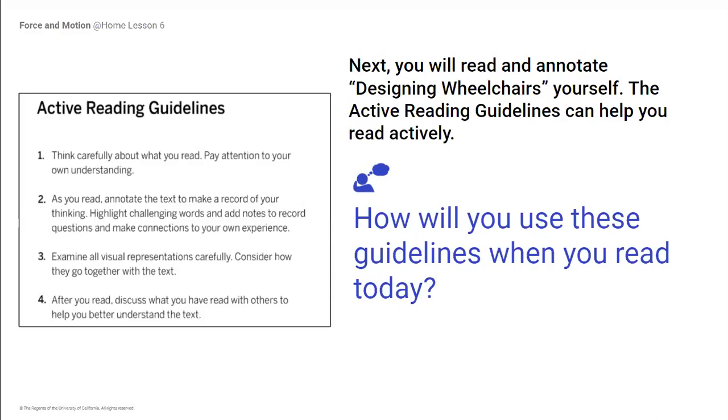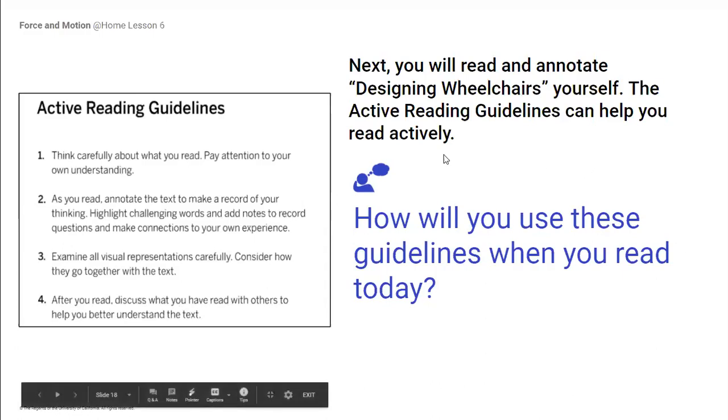Number three, examine all visual representations carefully. Consider how they go together with the text. This is actually the first thing I like to do. I've told you this before. I like to go through, look at the pictures, read the captions. And finally, number four, as you read, discuss what you've read with others to help you better understand the text. Okay, so as we went through the guidelines, how do you think you're going to use them as you read today?